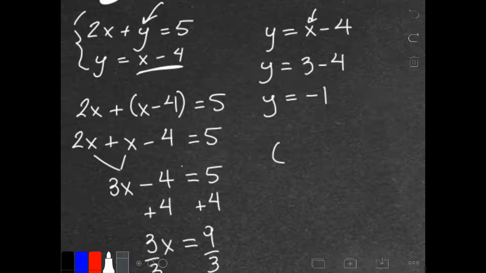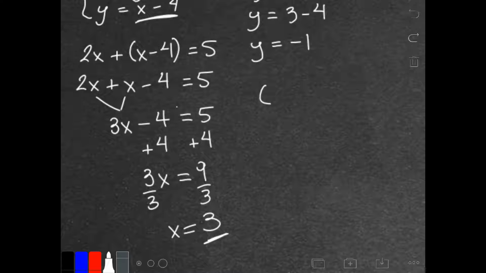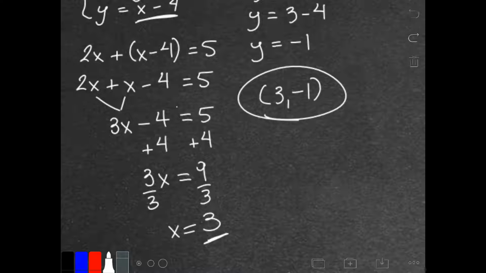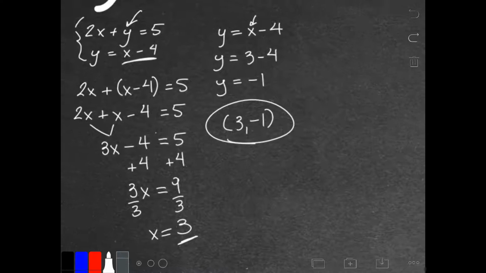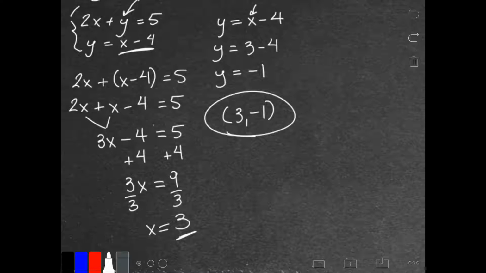Let's write our answer as an ordered pair. X is 3. Y is negative 1. And circle your answer for your teacher to see. Now we can go back through and plug in both of these values to check to see if they work for both. But since we've already done that with the first example, we won't spend any more time in this video doing checks.